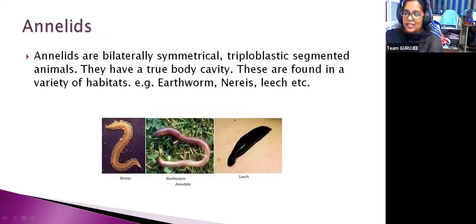Next, annelids. So these are the annelids: earthworm, leech. Leech means atta. So these are the group of annelids. They have a true body cavity, a cavity filled with fluids. They are found in a variety of habitats. They don't live only in one area. So they don't have a particular specific habitat. They can live in any habitat.